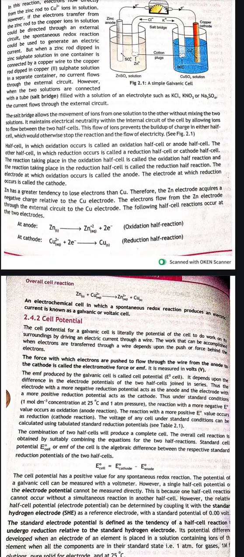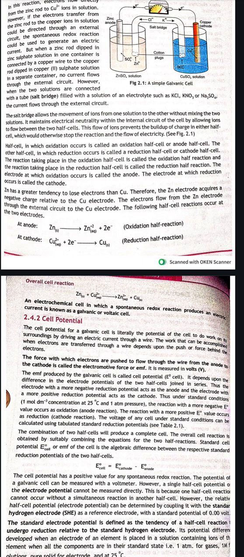The half cell in which oxidation occurs is called the oxidation half cell. The other half cell in which reduction occurs is the reduction half cell. The reaction taking place in the oxidation half is called the oxidation half reaction, and the reaction taking place in the reduction half is the reduction half reaction. So the electrode at which the oxidation occurs is the anode, and the electrode at which the reduction is occurring is the cathode.